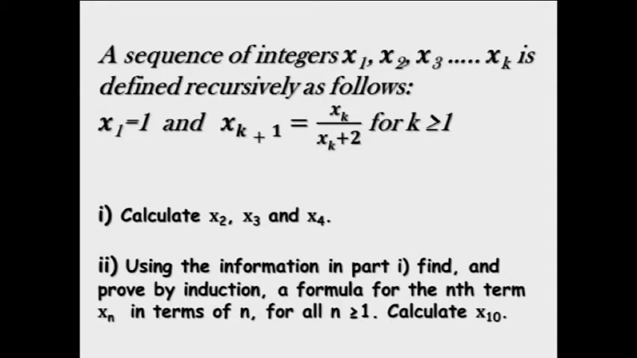A sequence of integers x1, x2, x3, all the way up to xk, is defined recursively as follows. x1 is equal to 1 and x(k+1) is equal to xk all over (xk + 2), for k greater than or equal to 1. First of all, we'll have to calculate x2, x3 and x4, and then using this information we will find and prove by induction a formula for the nth term xn in terms of n, for all n greater than or equal to 1. We will also calculate x10 to check that it works.